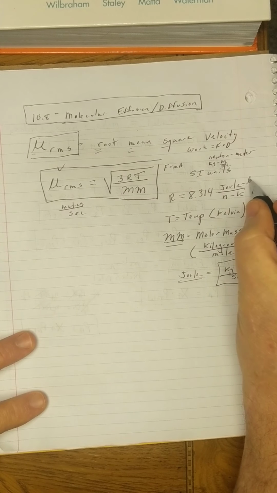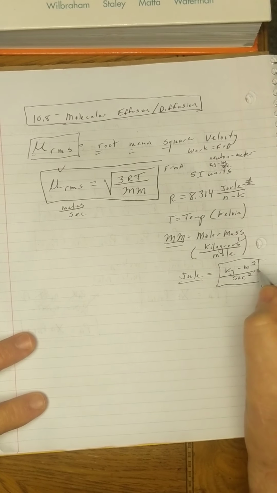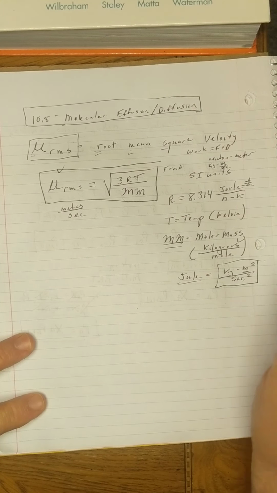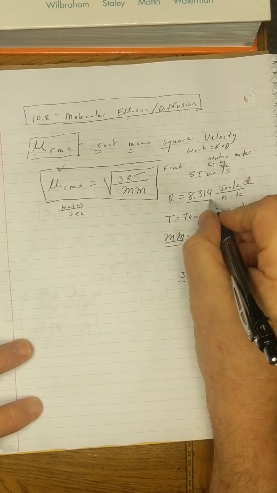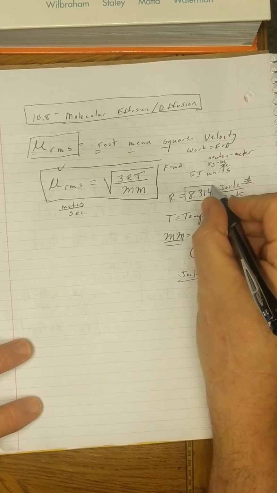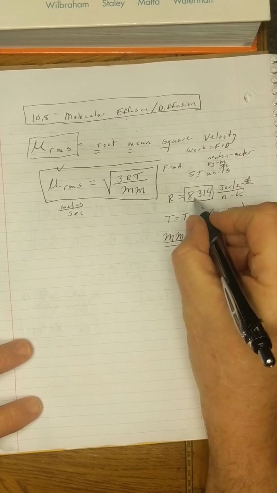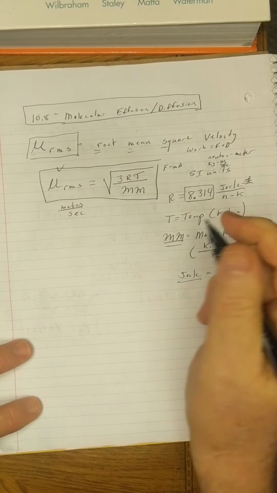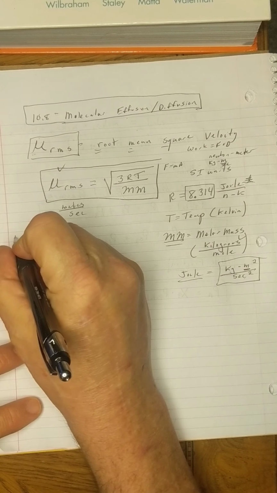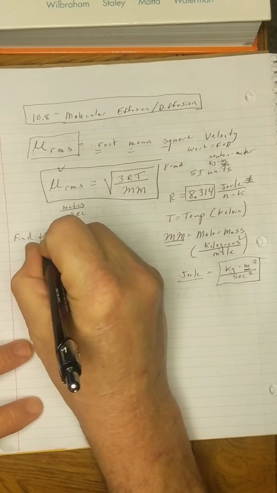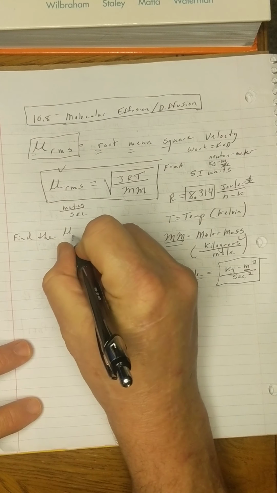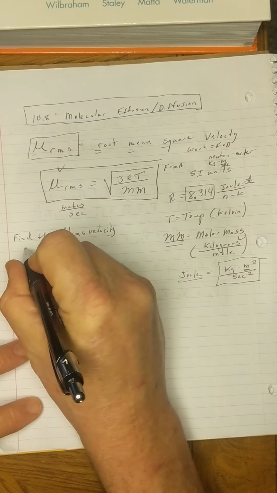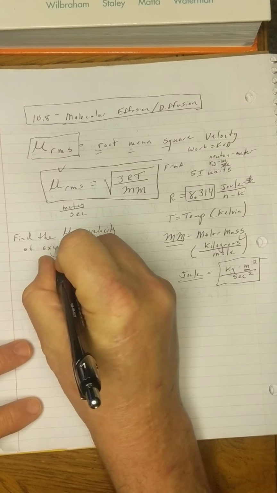I'm actually going to take the liter out of this because the liter is taken care of in the meter squared part of that equation. All right, you have to use 8.314. That's generally the R, the ideal gas constant. Whenever you have energy involved, you're using 8.314. Okay, so let's find the speed. Find the URMS velocity of oxygen.